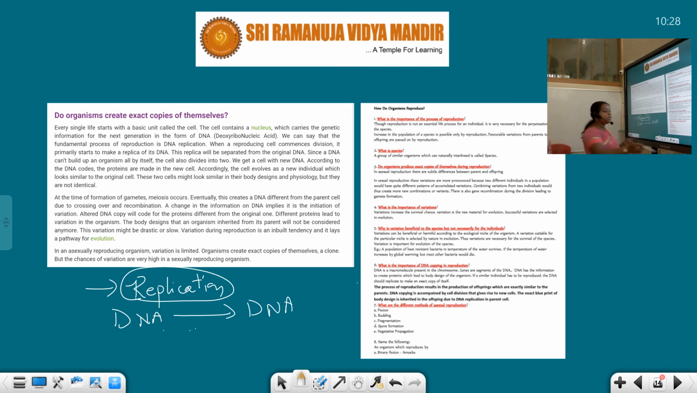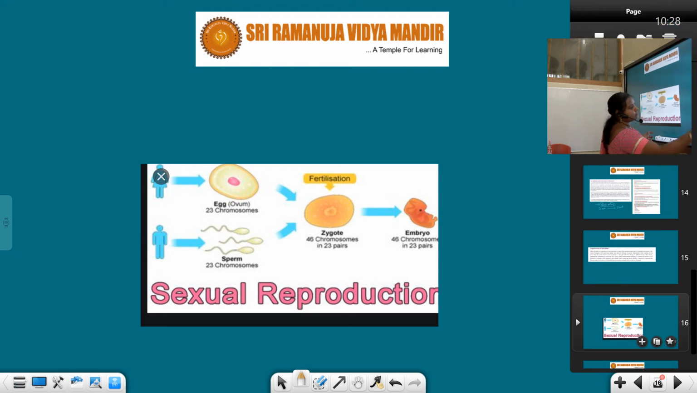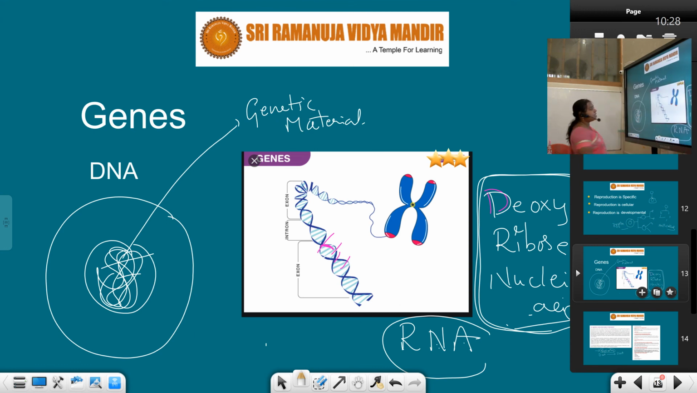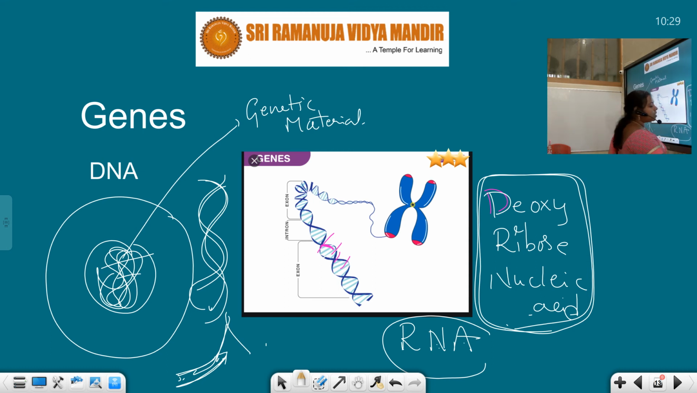DNA has the double helical structure. See here, the DNA has the double helical structure. So this type of structural framing is nothing but the double helical structure of DNA. Each strand will get divided, and each strand will act as a parental strand, giving the opportunity to develop a new DNA strand. That is nothing but replication.